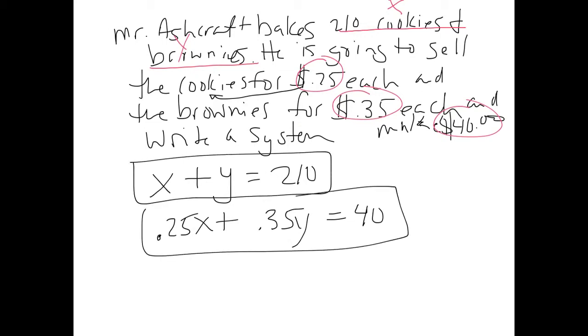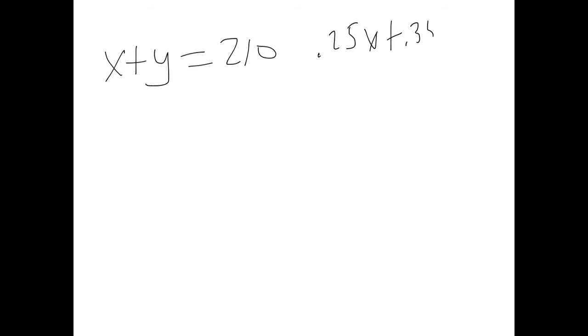Now, if we were going to solve that, my plan would be to do it in the graphing calculator. So I'll forward onto the next screen here and show you how to solve those. If we had x plus y equal 210, and then 0.25x plus 0.35y equals 40 as our two equations, then we have to solve these for y.